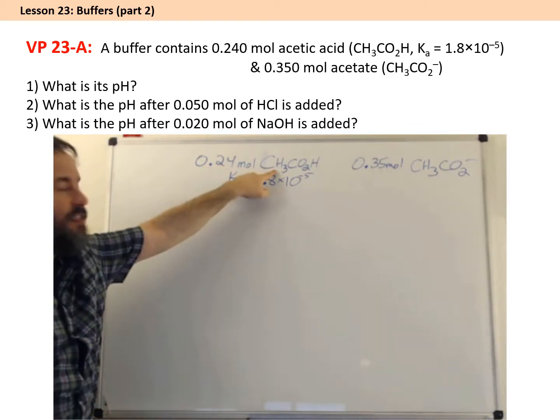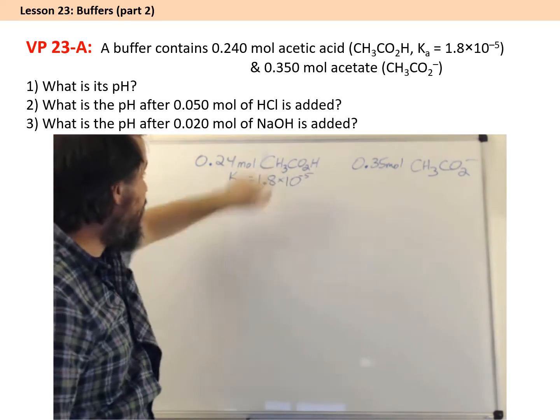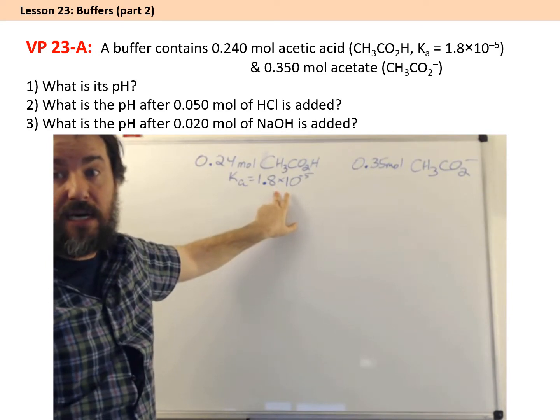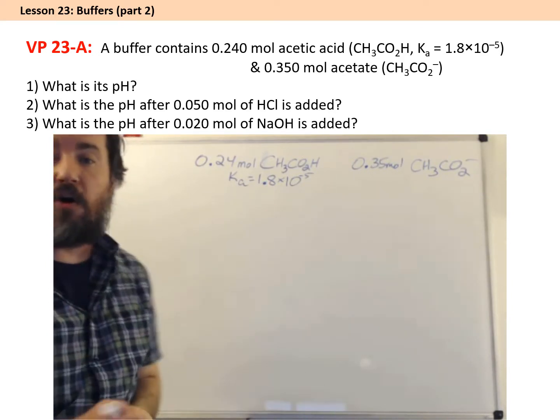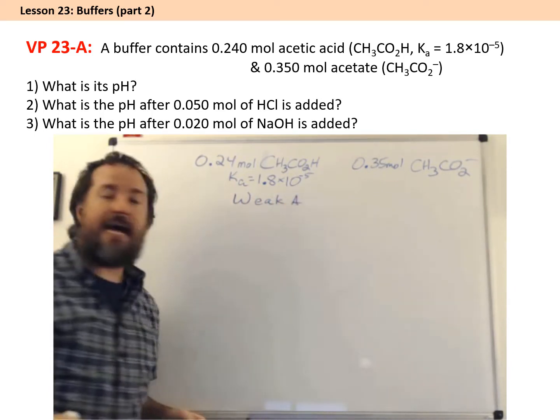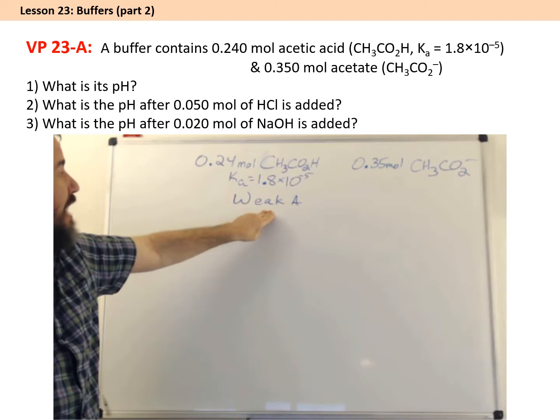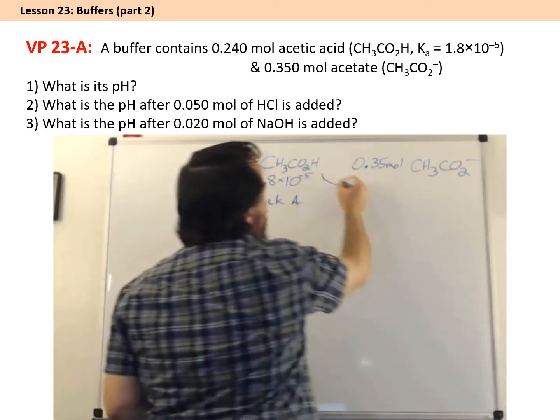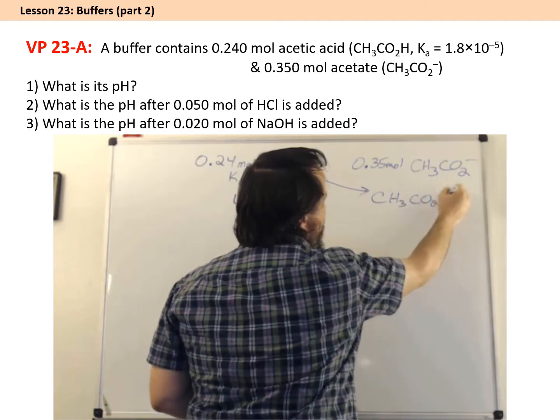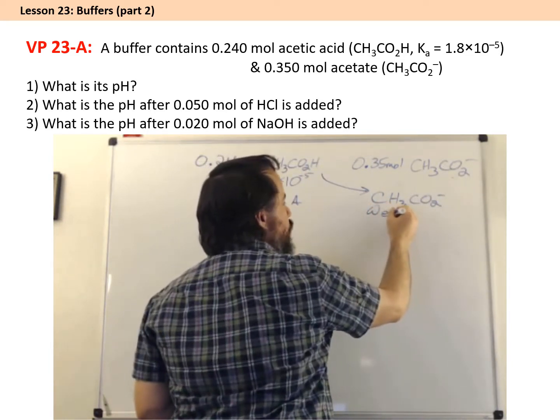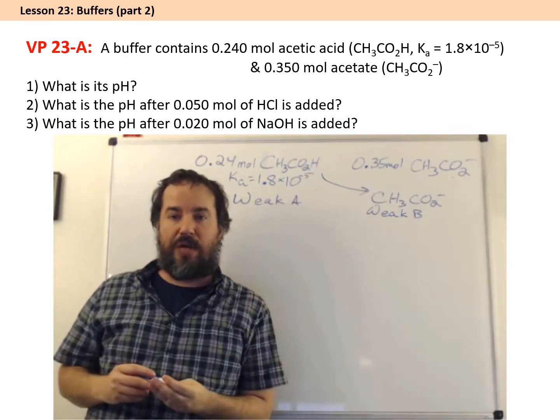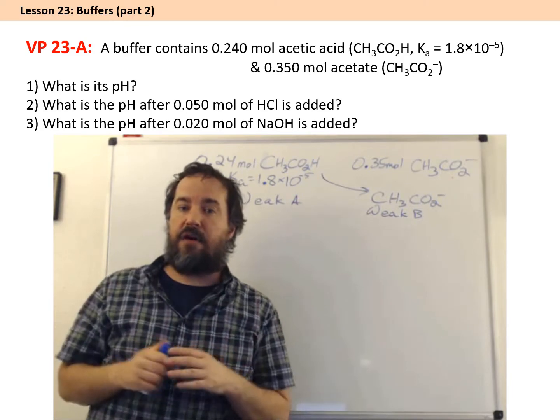This is CH3CO2H, acetic acid. It has a Ka of 1.8 times 10 to the minus 5. This is a small number, which means that this is a weak acid. As an acid, it loses an H plus and it becomes CH3CO2 minus. This is my weak base. So I have a weak acid and its conjugate weak base, so I have a buffer.